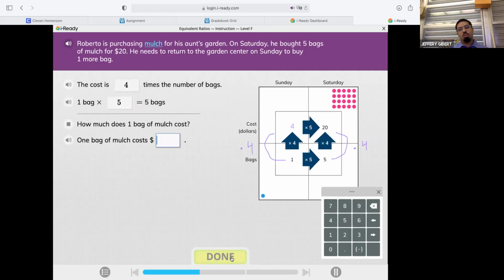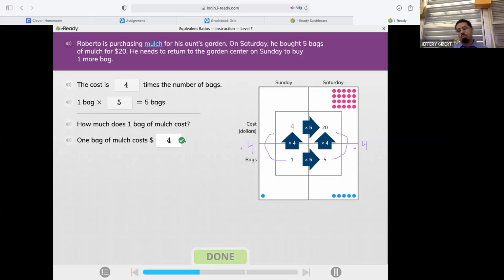How much does 1 bag of mulch cost? All right. So Queen Africa, how much is 1 bag? You already answered this earlier. So let's see if you can remember how much the cost of 1 bag is. Yes, $4. 1 bag times 4 gives us $4. Way to go!